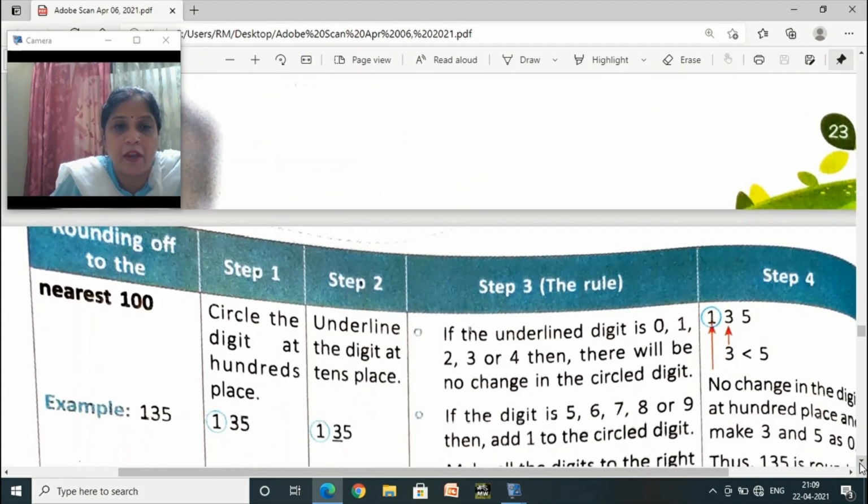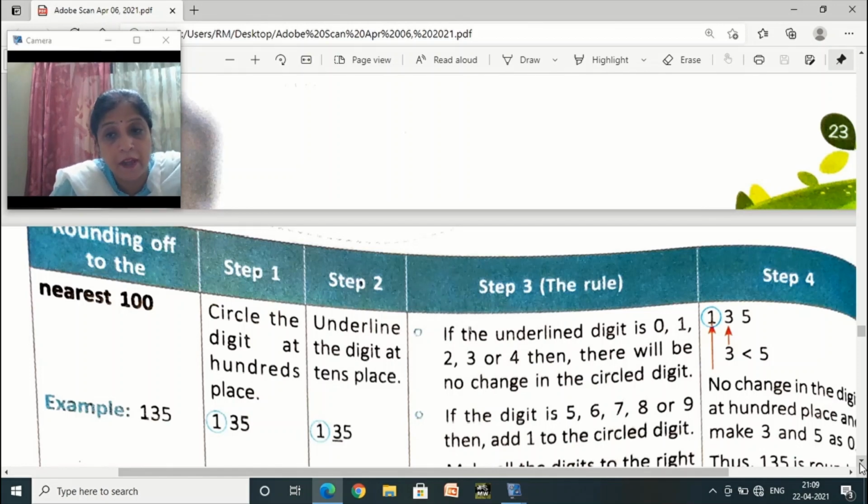Now, the first step we will follow: in step 1, since we have to round it off to nearest 100, we will circle the digit at hundreds place. The digit which we have to round off, we will first circle it. Next, in step 2, we will underline the digit at tens place. When we underline the digit at tens place, the digit is 3.